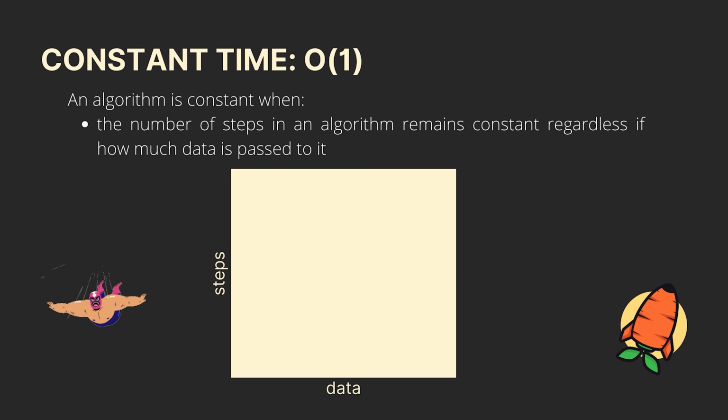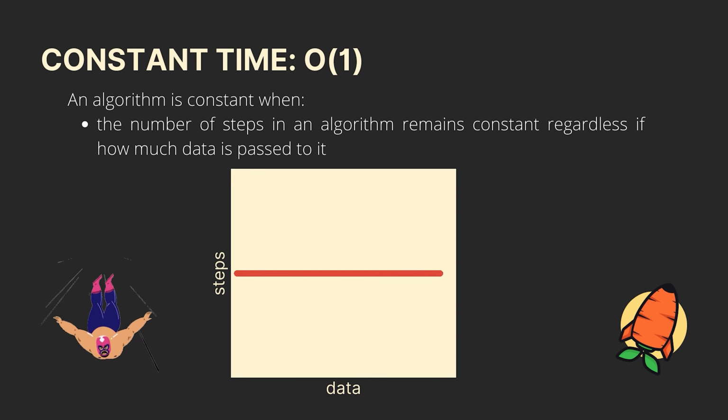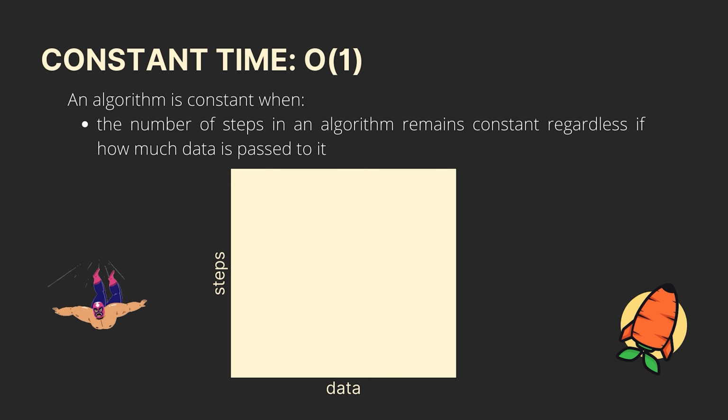Now that we have an idea of primitive operations, let's talk about constant time. An algorithm is a constant time algorithm when the number of steps it performs remains constant regardless of the size of the data that is passed to it. It could be 100 steps, it could be 2 steps, and it could be 1 step. The point is, it must remain constant.